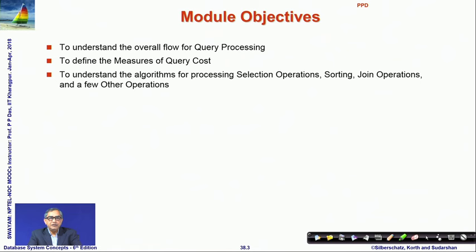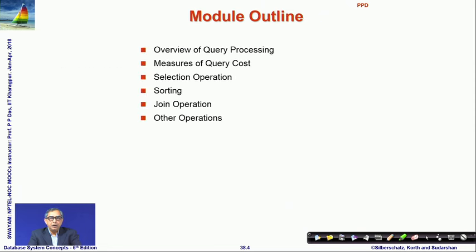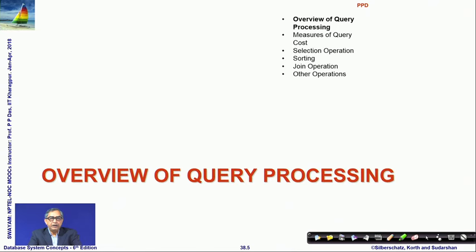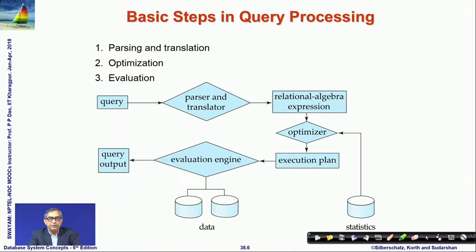So, we will define certain measures of query cost, and then we will take a quick look into a set of sample algorithms for processing simple selection operation, sorting, join operation, and a few of the other operations like aggregation. These are the topics to talk about, and first we will take a look at the overall query processing algorithm.